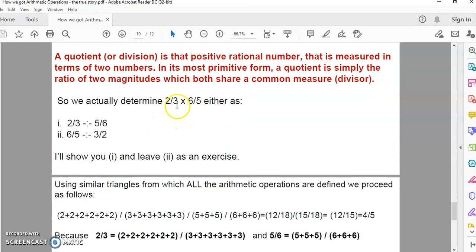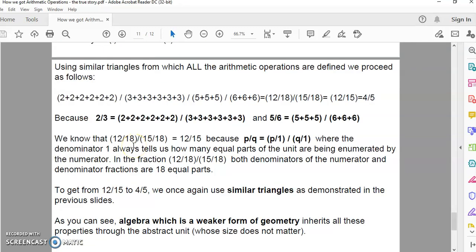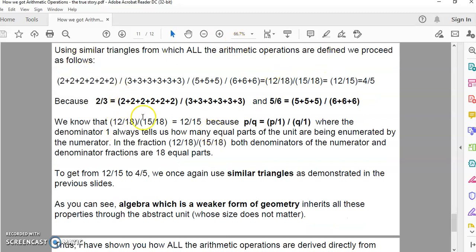So you can actually determine this product either this way or this way. And in this 11th slide here, I'll show you how to do it. And over here, all I'm doing is I'm using similar triangles. I'm using book 5 and proposition 12, which is about similar triangles. Why can I do this? Because 2/3 is equal to this. I mean, I can add as many 2's as I like on the top and as many 3's as I like on the bottom, because they're in proportion.